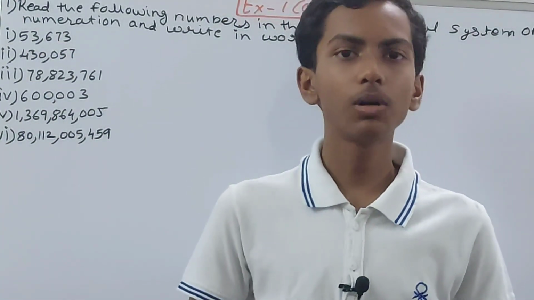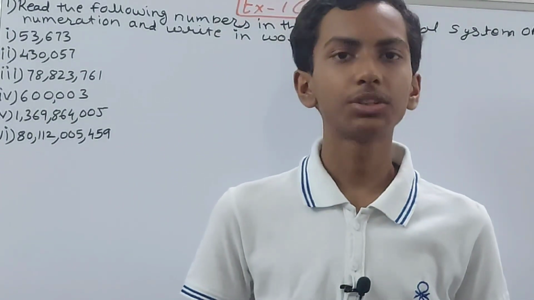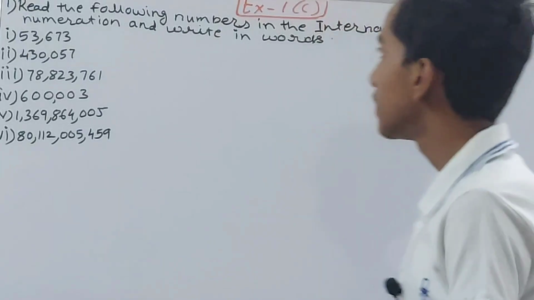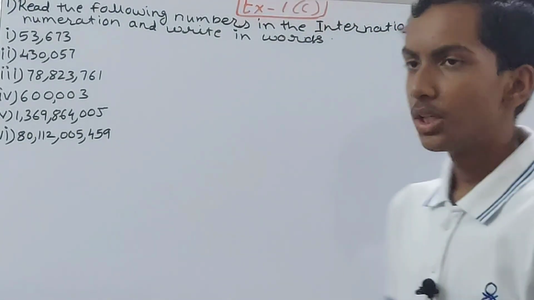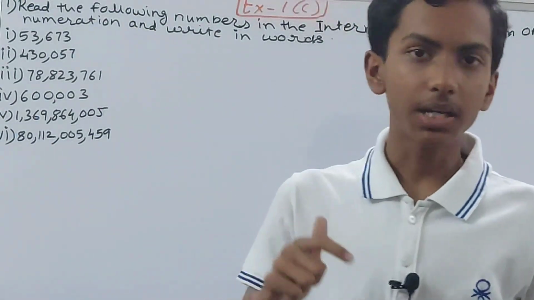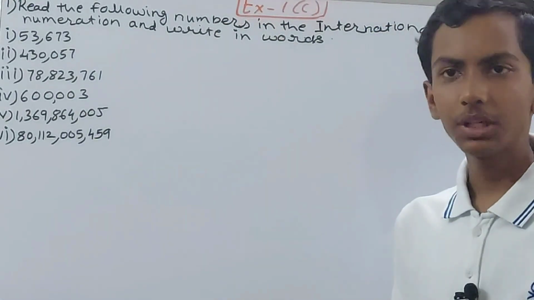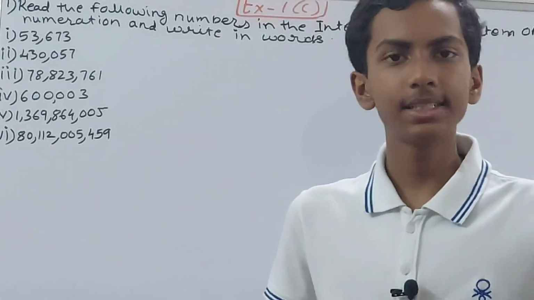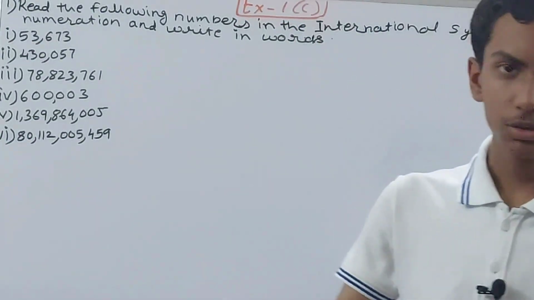In this video, we are going to solve ICSE Mathematics Class 6 Chapter 1 Numbers Exercise 1C Question 1. It reads: read the following numbers in International System of Numeration and write in words. So we have these numbers, we have to read them and write them in words, but in the International System of Numeration. Till now we have studied the Indian system of numbers, that is ones, tens, hundreds, lakhs, 10 lakhs, crores, 10 crores and so on.